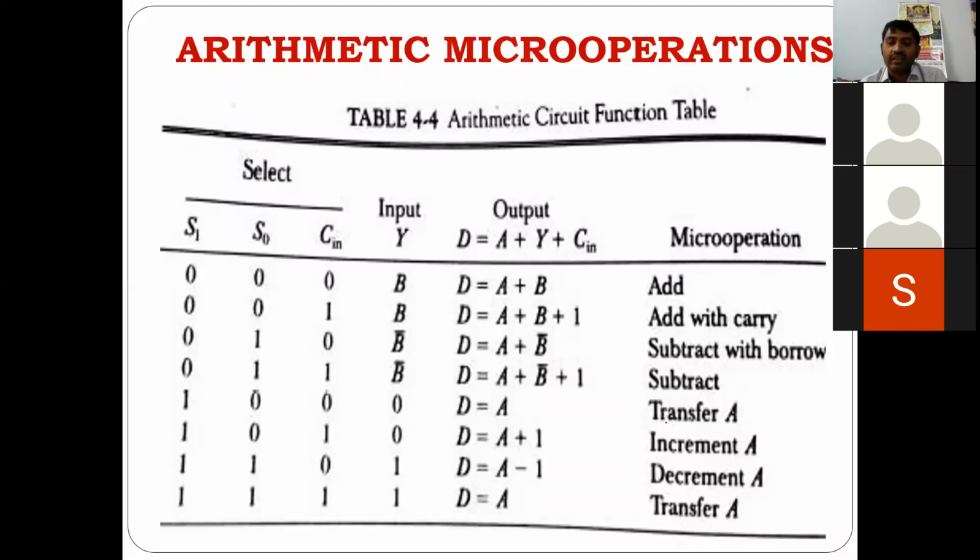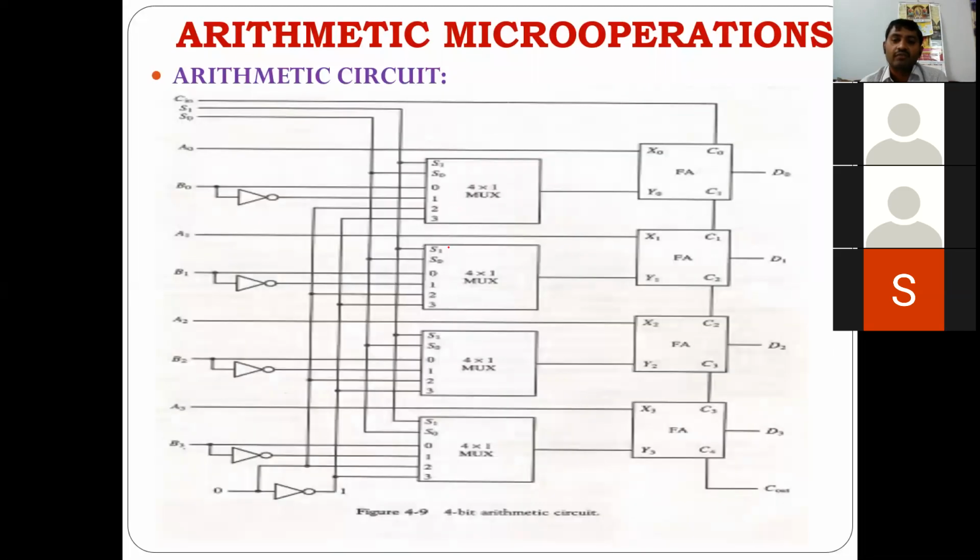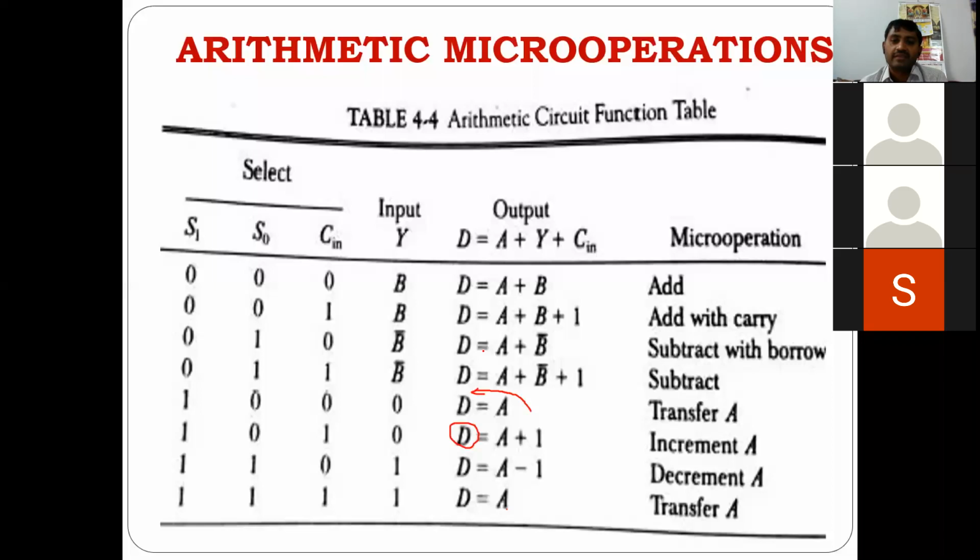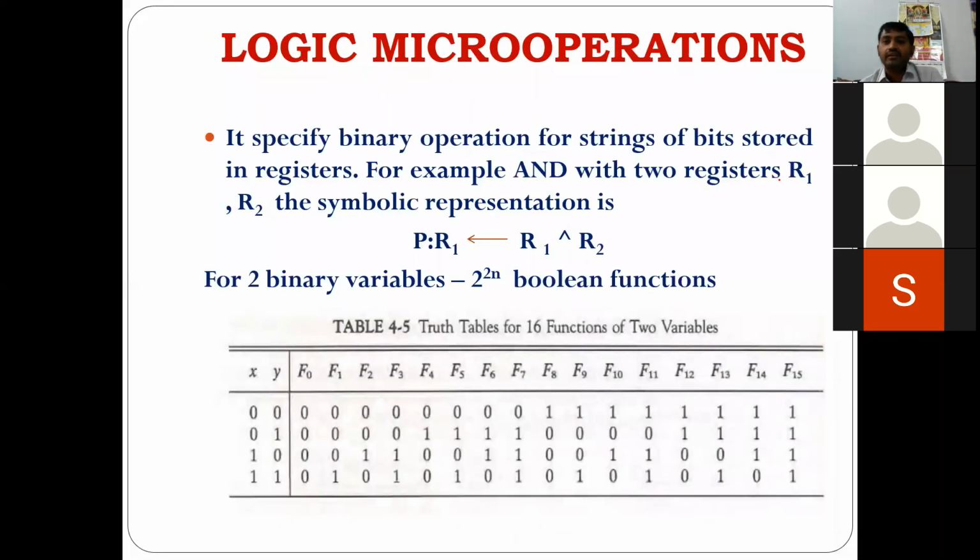D is equal to A, which means that you are transferring A into D. You are transferring D equal to A plus 1, so the contents of D are transferred as A plus 1. D decrement is A, and the last one is transfer A. These are the few operations which will be evaluated through this arithmetic circuit, right? So those are the arithmetic operations.